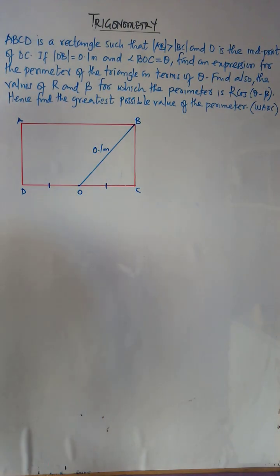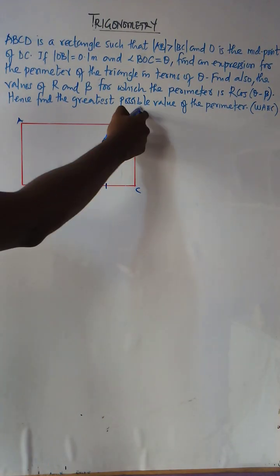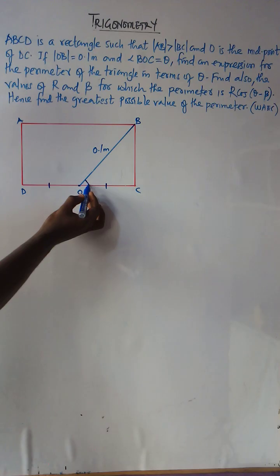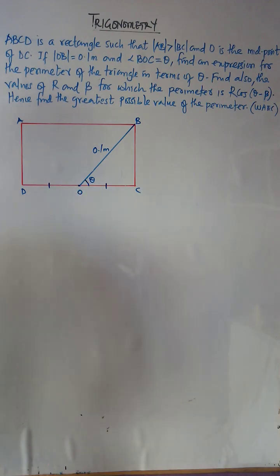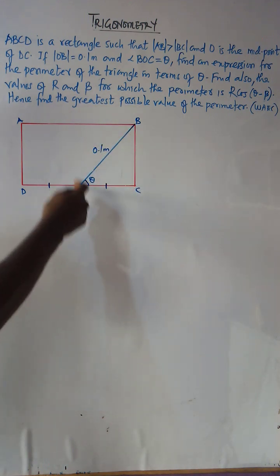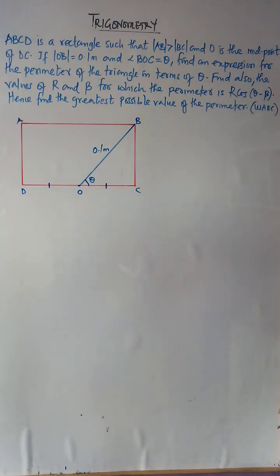And BOC is theta. This angle here is theta. Find an expression for the perimeter of the triangle in terms of theta. We want to get the perimeter of this triangle. What's the perimeter of the triangle? Addition of all the sides of the triangle will give us the perimeter.